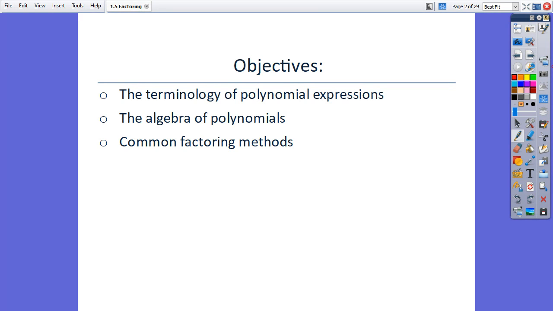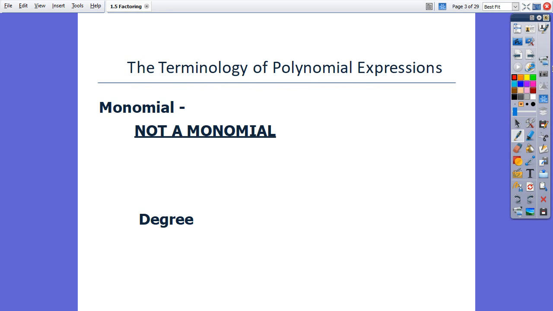So here are the objectives. We're going to be looking at some terminology of polynomials, and not just the terminology, but being able to interpret what they're asking for through those terms. Then we'll look at the algebra of polynomials. You'll do great with that. That's not going to be a concern of mine. But then the common factoring methods, we're going to bring back some of those factoring methods that you learned throughout Algebra 1 and Algebra 2. So that will be something that we want to get very good at because we're going to do a lot of factoring through college algebra. But let's go ahead and look at some terminology.